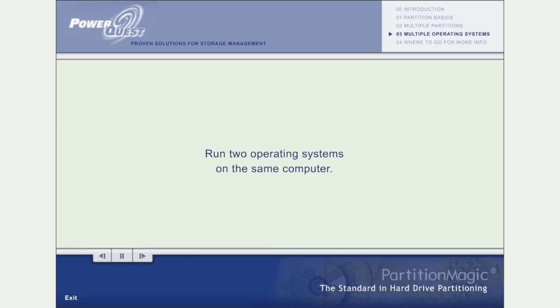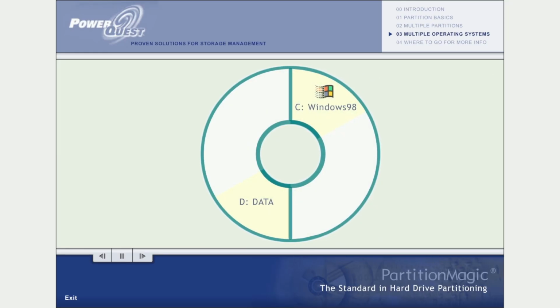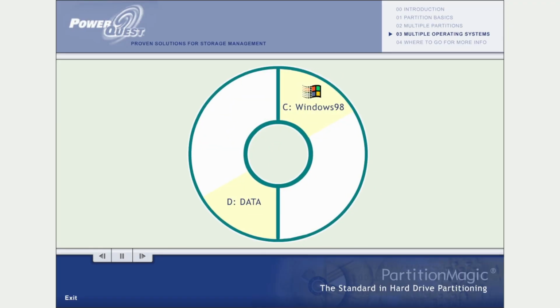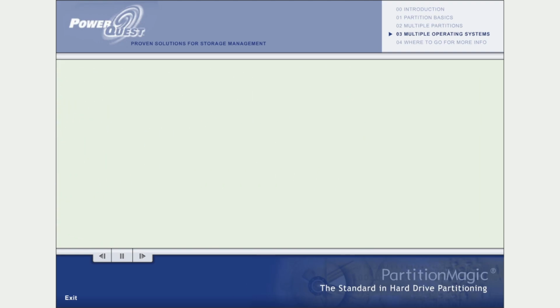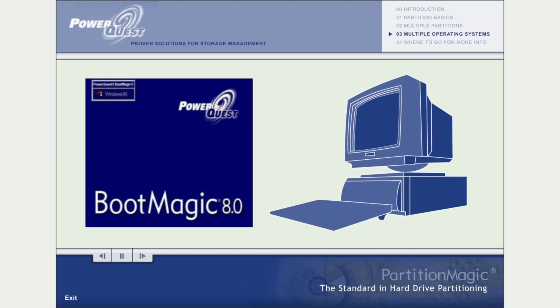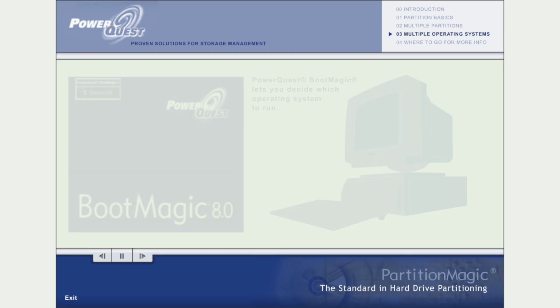If you only have one partition, you can only run one operating system on your computer. PartitionMagic makes it possible to install a second operating system without uninstalling or overriding the existing one. Suppose you started with a Windows 98 partition and a data partition. You decide you want to try out Windows XP without getting rid of Windows 98. First, you need to install PowerQuest PartitionMagic, included with PartitionMagic. PartitionMagic will let you decide which operating system to run.